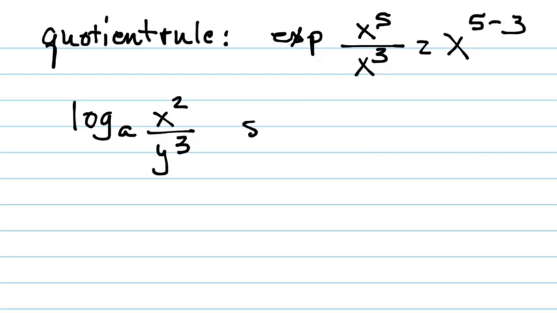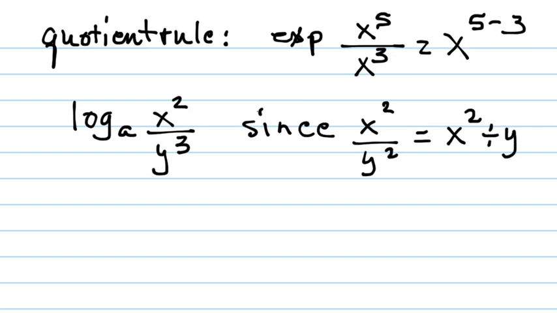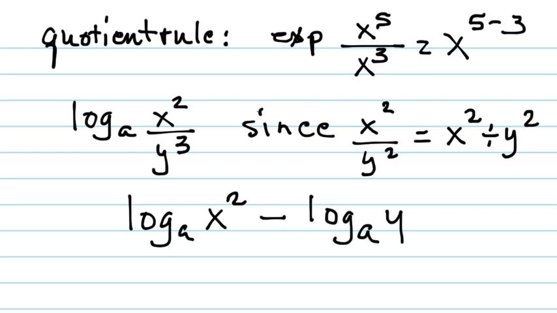So, since x squared over y squared means x squared divided by y squared, right? What you get is two different logarithms, the logarithm of the top, but this time not plus, but minus the logarithm of the bottom. And be careful here, if you have two terms in the bottom, you're subtracting both of them, so it's going to change a lot of signs when you do that. So I'll show you that in an example as well. So that's the quotient rule.